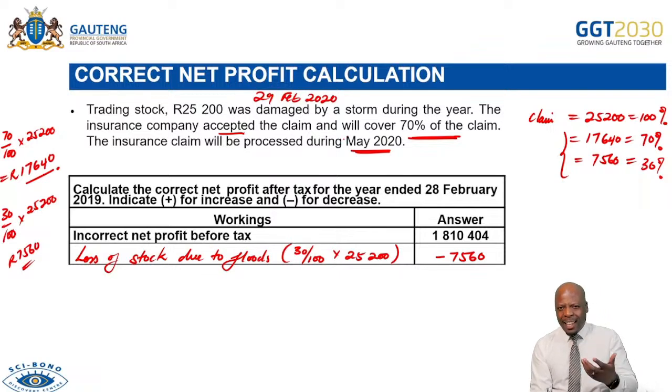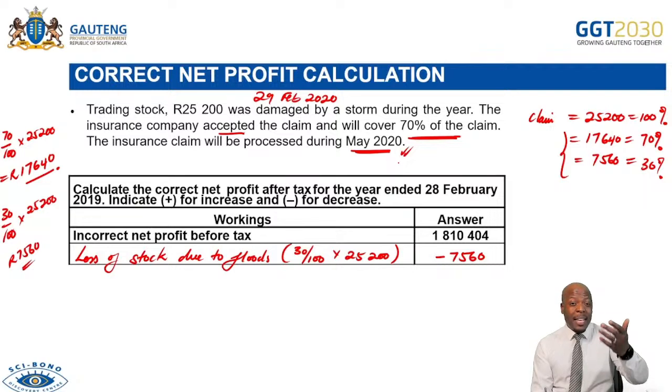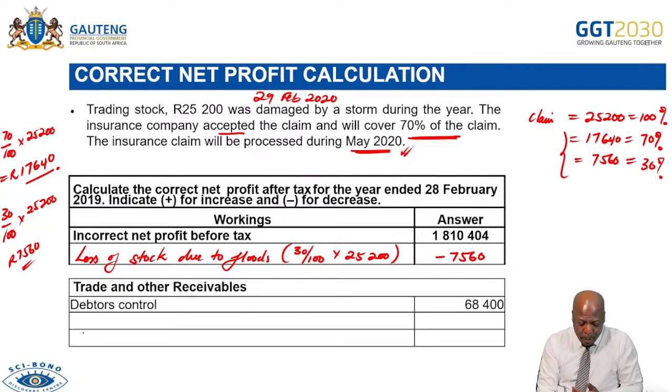And they are promising to pay us in May 2020. So that simply means we have money that is receivable now. They will pay us, so it becomes receivable. So I will then come to my trade and other receivables, and then I will now say insurance claim. And I'll say, here is my insurance claim. And if you want to show, again, the calculation, it is up to you.